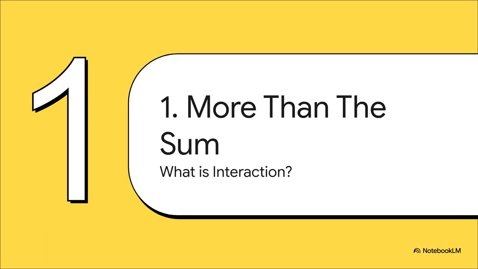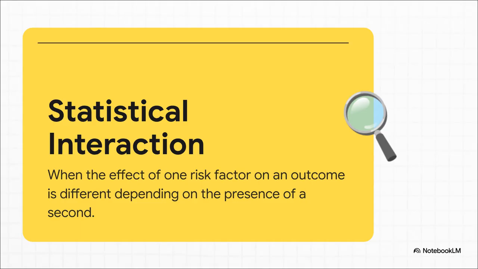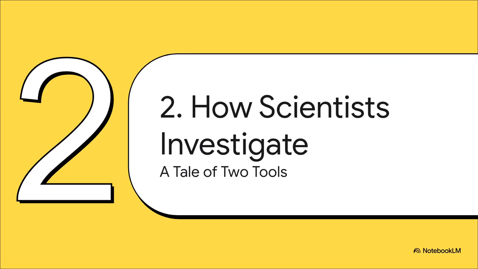When two risk factors team up and create an effect that is way bigger, or sometimes even smaller than you'd expect, scientists have a special term for it. They call it statistical interaction. All that really means is that the effect of one risk factor totally changes when another one enters the picture. They don't just add up nicely side by side, they actually influence each other, creating a brand new level of risk.